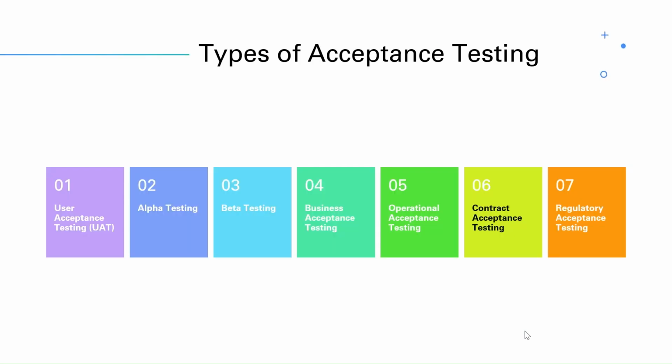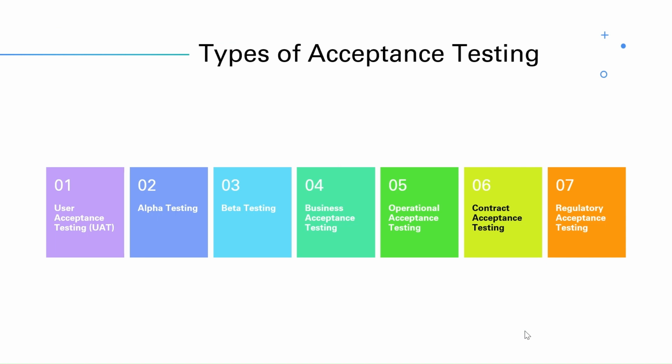Now let us discuss the different types of acceptance testing. First one, user acceptance testing. The primary goal of UAT is to ensure that the software meets the business requirements and is acceptable to end users. Alpha testing is UAT performed internally by the organization's own employees. And beta testing is UAT performed externally by a selected group of end users or customers in a live environment.